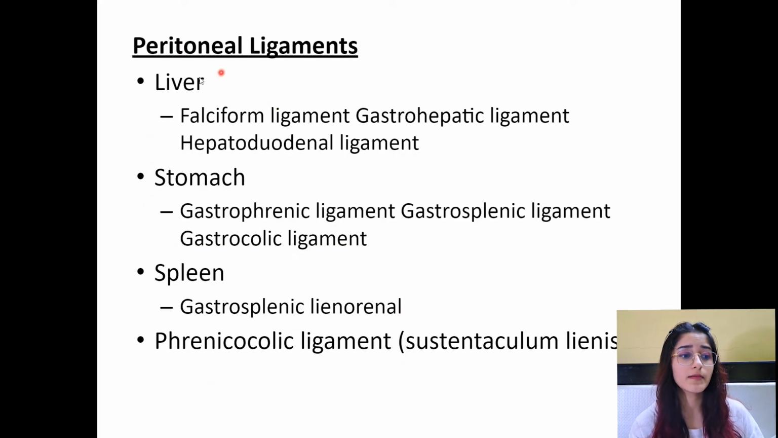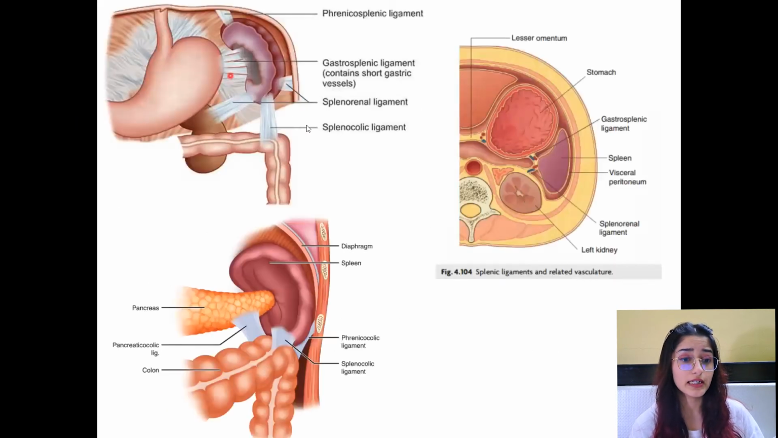Now peritoneal ligaments about the liver, I have described in the video of liver and stomach and spleen, and all these are the ligaments. And just a few pictures to show you the ligaments. The horizontal section to show you the gastrosplenic ligament, or the splenorenal ligament. The Latin word for spleen is lien, L-I-E-N, so splenorenal ligament. And here you can see other ligaments, the gastrosplenic, the splenorenal or the splenocolic ligament, and same for here. Phrenicocolic for the diaphragm.